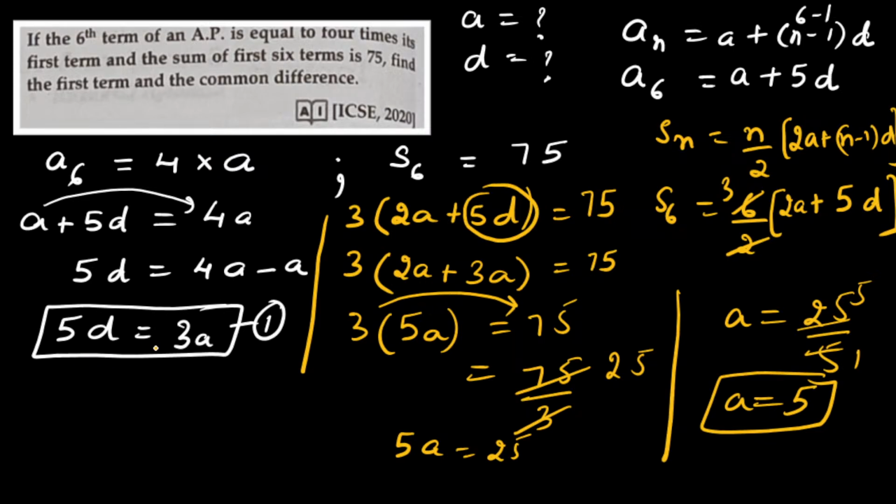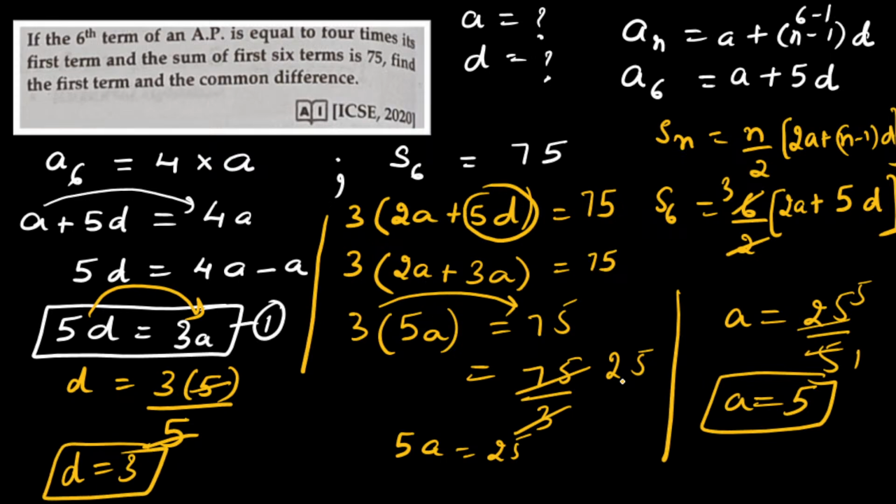So let's find d's value. Now we'll go back again to the first equation. We'll shift 5 to this side, so I'll get d is equal to 3a divided by 5. A's value is 5. Because when this 5 is shifted to the other side, it gets divided, as on the other side it was getting multiplied. 5 and 5 will get cancelled. So d is equal to 3. That's what we had to find in this question. We had to find the first term, which we found as 5, and the common difference, which we got as 3.